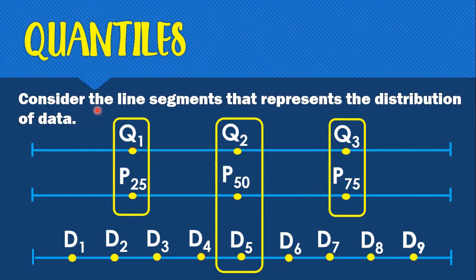For the quantiles, let's consider the line segment that represents the distribution of data. From this, we can say that our lower quartile or Q sub 1 is equal to P sub 25 or the 25th percentile. We can also say that our middle quartile or Q sub 2 is the same as P sub 50 and D sub 5. And Q sub 3 is equal to P sub 75.